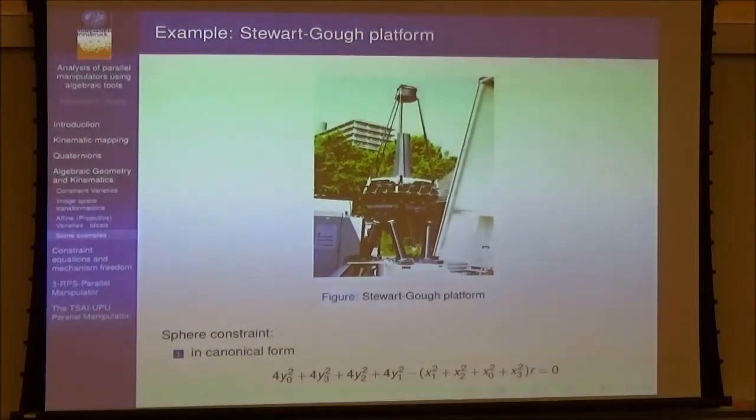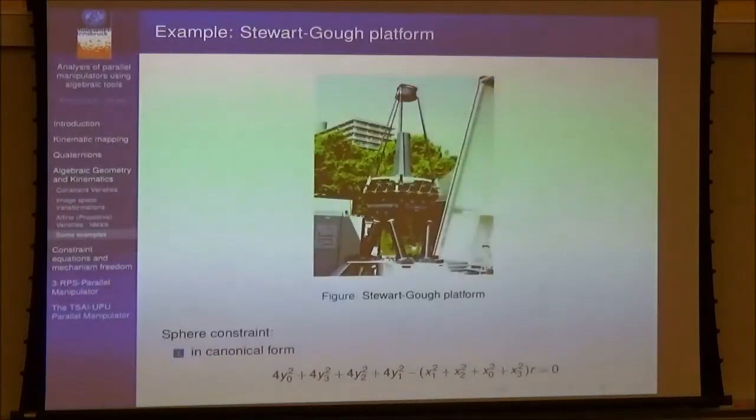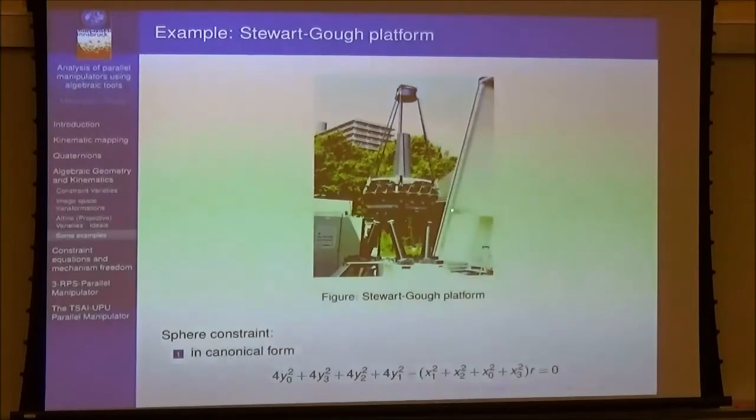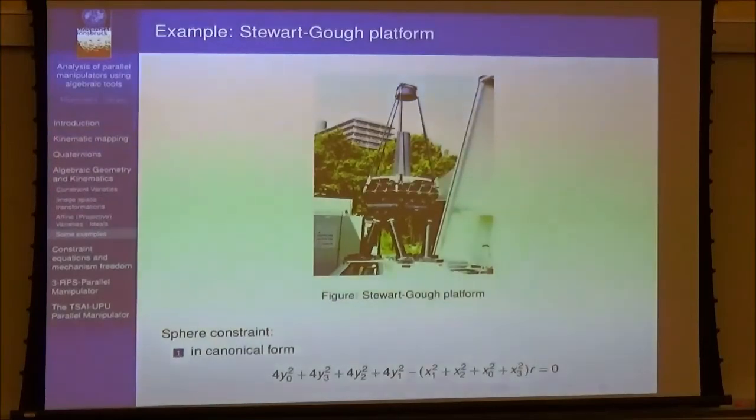Look at this famous example. Stewart Gough platform with a real built manipulator. This is a telescope. There are two Stewart Gough platforms. One is to position and orient the first mirror, and the second mirror is up here. It's also a Stewart Gough platform, so you have two of them. I have already seen in the plane that the constraint of one leg is a circle. In space, the constraint is a sphere.